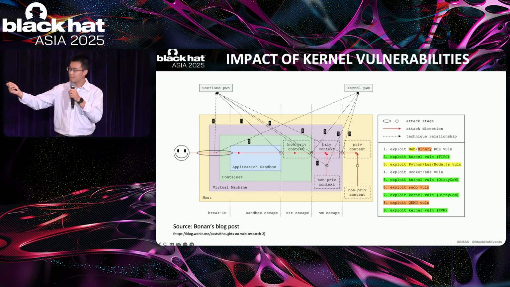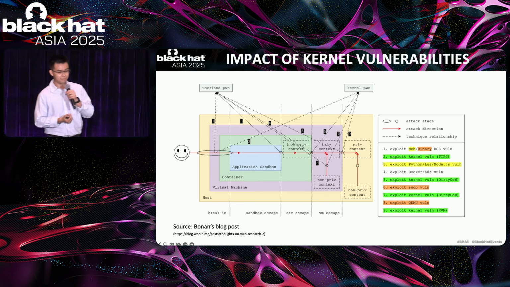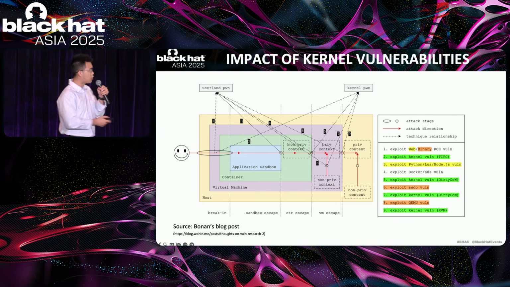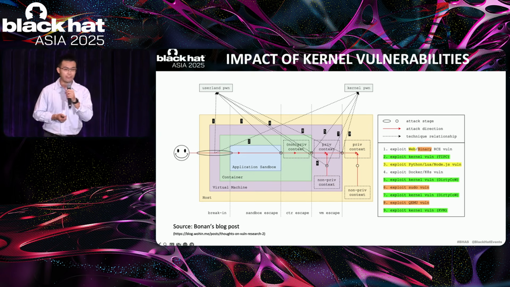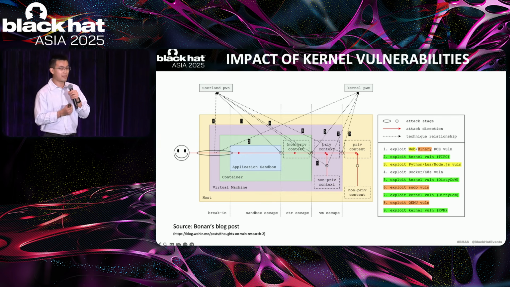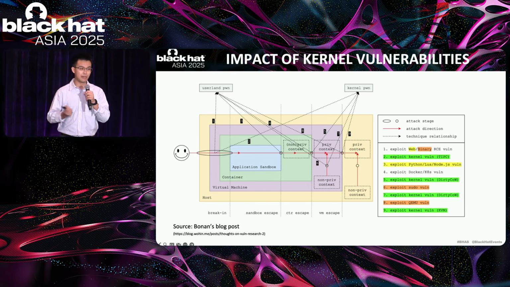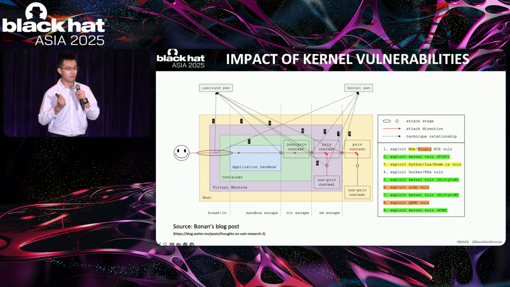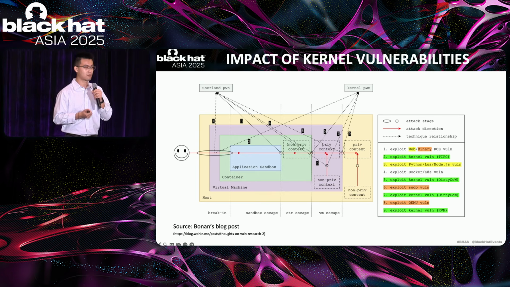This is a modern architecture of a cloud computing environment. You can see we have the host, right? You have a physical machine, and based on this physical machine, you will have a virtual machine. In your virtual machine, there are currently lots of popular cloud-native technologies like Docker, the container. And finally, your web application may run in an application sandbox, like Python or Node.js.